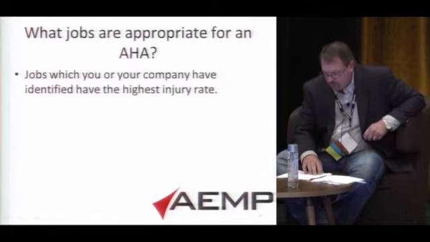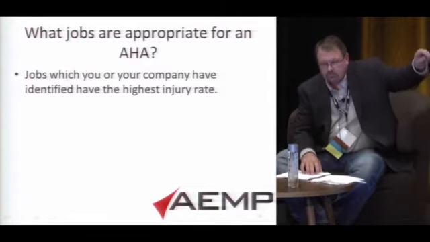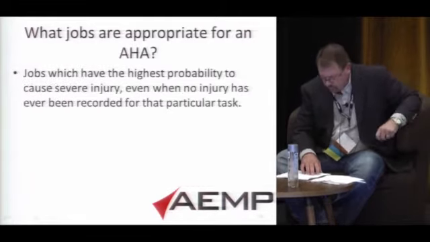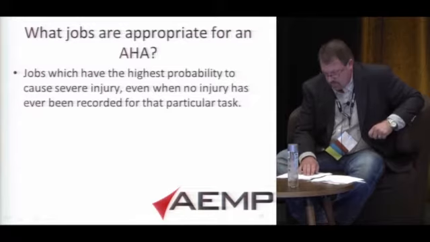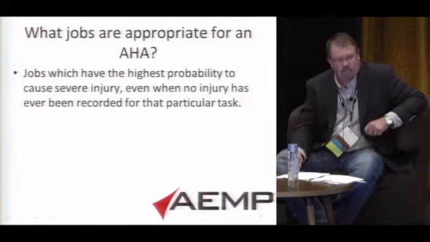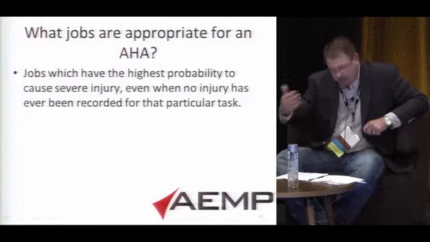What jobs are appropriate for an AHA? Jobs which you or your company have identified with the highest injury rate. It goes back to low-hanging fruit first. What's important? Jobs which have the highest probability to cause severe injury, even when no injury has ever been recorded for that particular task. We're staying in front of this. We're using these to get ahead and prevent injuries.